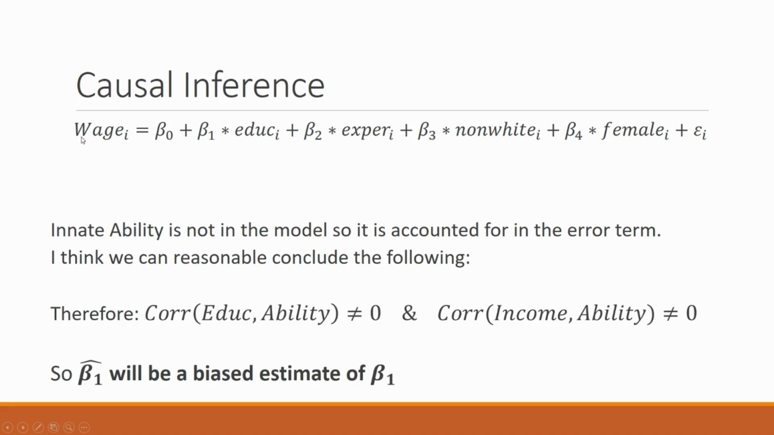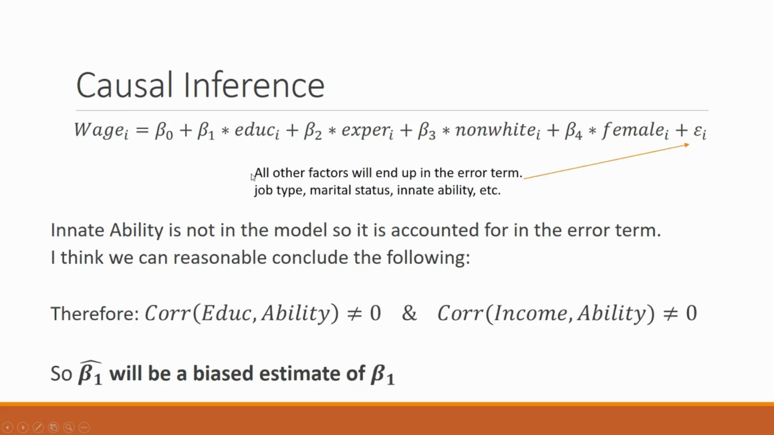Now, if you remember from last lecture, we had specified a model. We said wage is a function of education, experience, ethnicity, and sex. Okay, and so here's our model, and we know that the error term captures all the factors that aren't included in the model. So all other factors. So if you remember, we've got job type, marital status, and we mentioned a bunch of things that might affect wages or might be related to wages that aren't even in the data set.